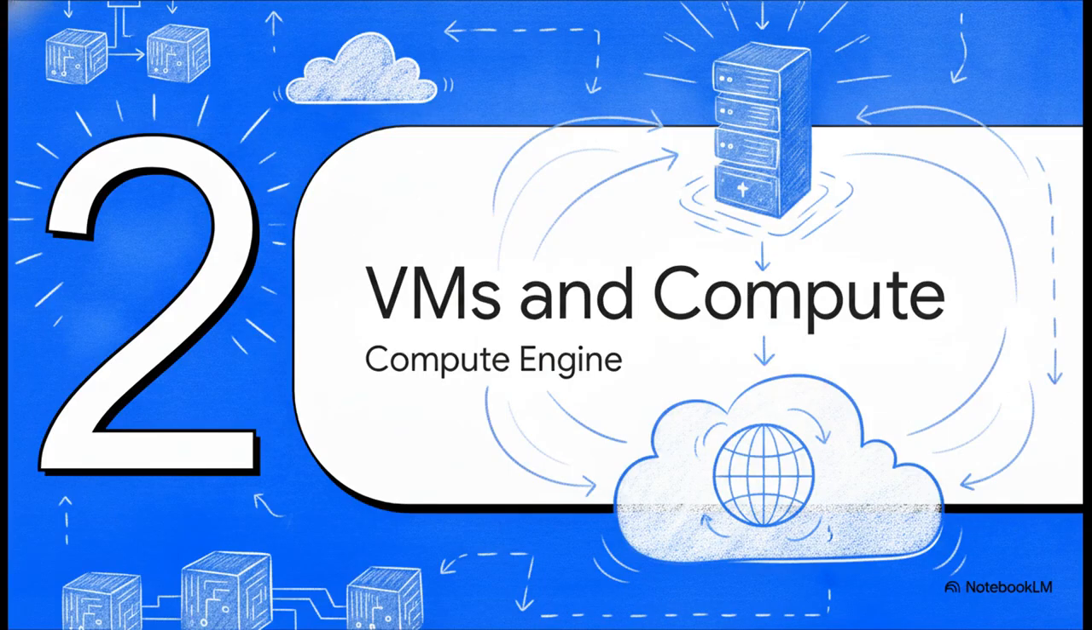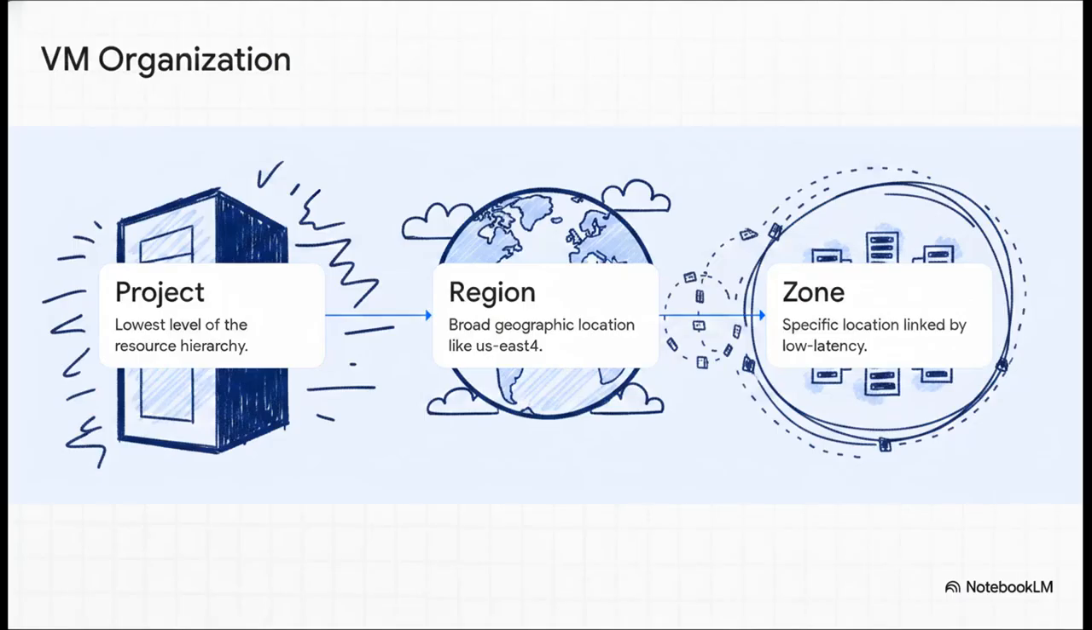Moving right into part two, virtual machines and compute, starting at the highest level of responsibility with Compute Engine. So, virtual machines aren't just floating out in the ether. They exist within a very strict hierarchy in Google Cloud. When you spin up a Compute Engine instance, you have to tell it exactly where to live. First, it needs a project, which is literally the lowest level of the resource hierarchy. Then, you define the region, think of a broad geographic spot like US East 4, and finally, you pick the specific zone right inside that region where the VM will physically run.